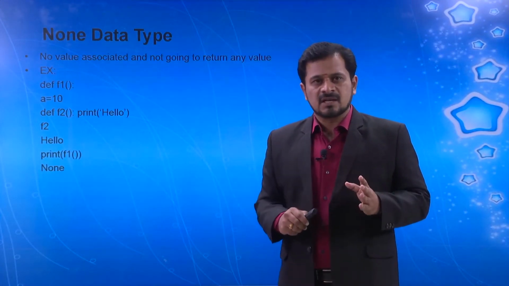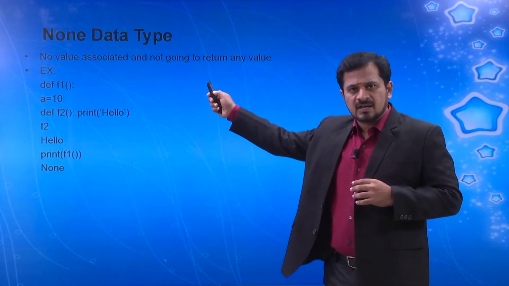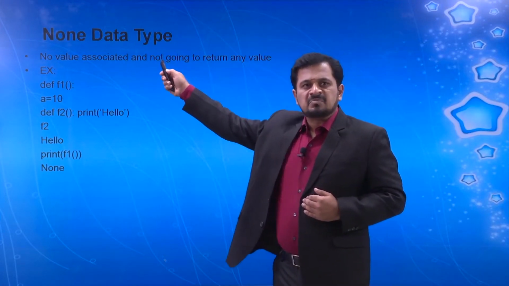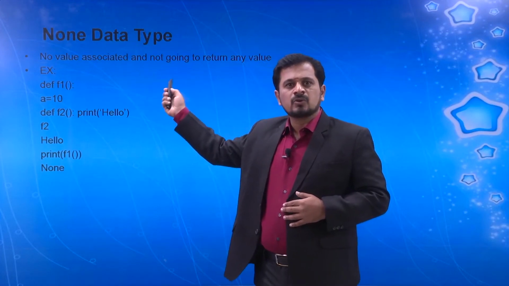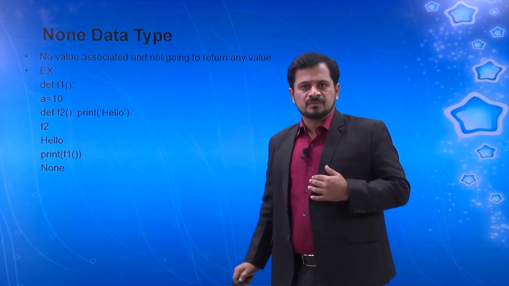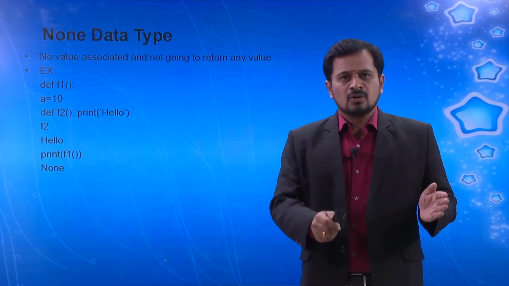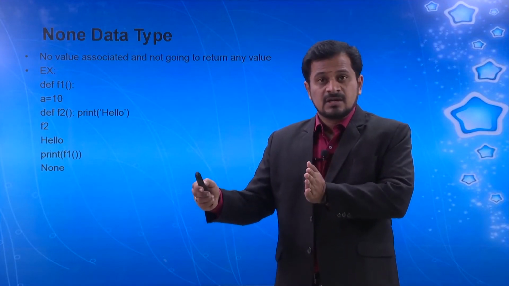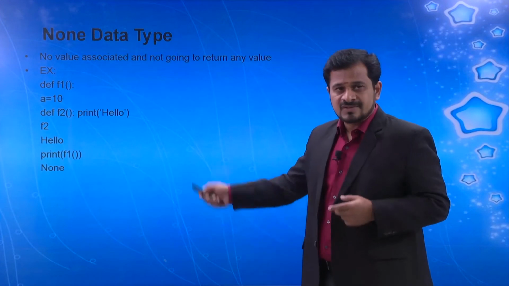The last data type is the none data type. This none data type is not going to return any values. It means that no value is associated and it does not return any value. There are no values associated. We do not associate any values with some defined functions, and they do not return any values. So, let us see one example.